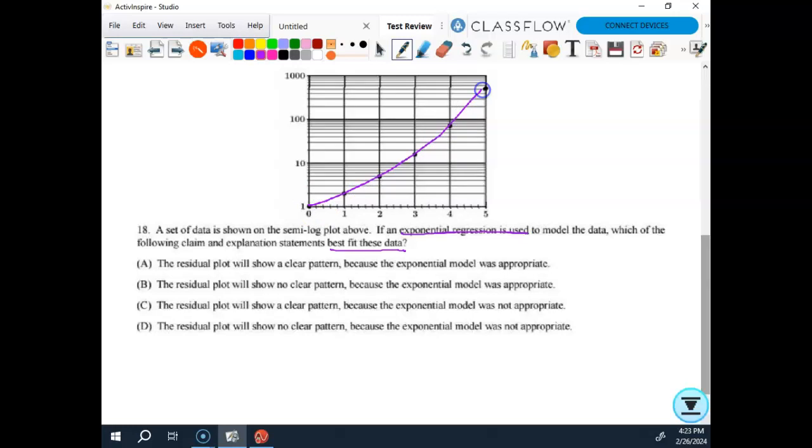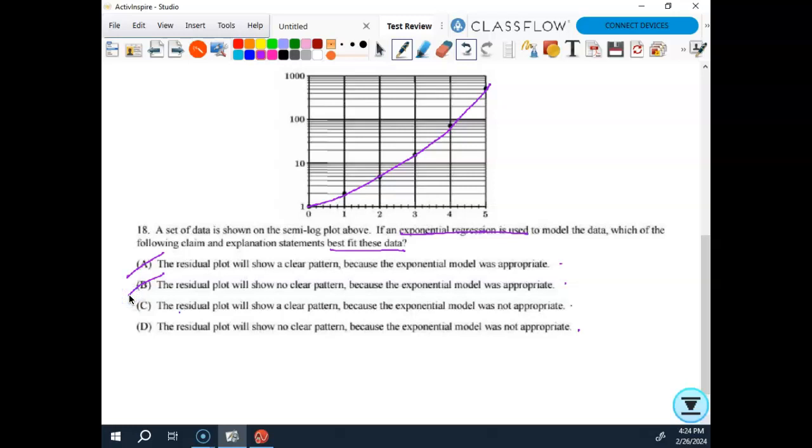So this, oh, well, my board jumped. Hang on, let me try that again. I kind of missed that one, but that does not appear to be linear. There is definitely a curve there, okay? So I would say that the exponential model is not appropriate. So we have 2 that say it is, 2 that say it's not. So I'm going to eliminate A and B.